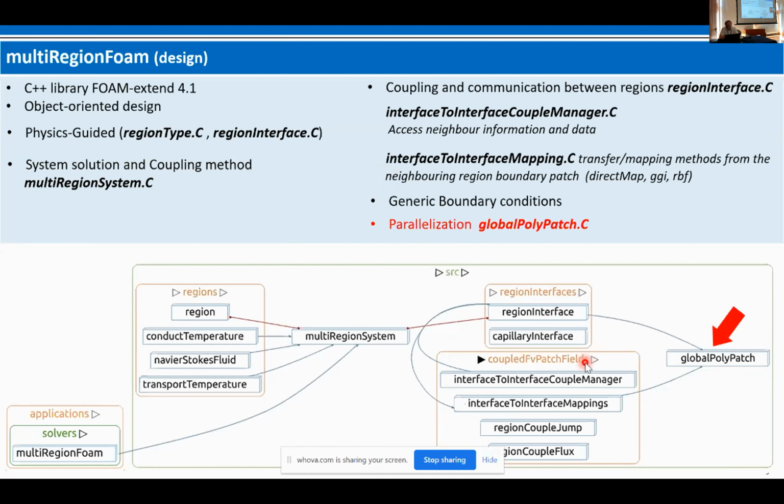Okay. So I was talking about the parallelization by global polypatch. Also, we'll talk about that. Finally, the system solution and coupling method is coded in multi-region system. There could be used a partitioned approach by solving the regions one by one, or monolithic by assembling and solving a block matrix system.